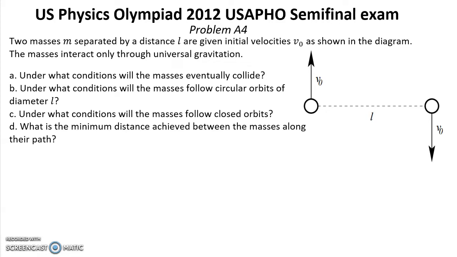Solution. First, let's write a new variable big R, which equals L over 2. That will be the distance from the planet to the common center of mass in the initial position. In these units we can write the expression for the gravitational force between these two masses. That will be G M squared over L squared, or using R, this expression.